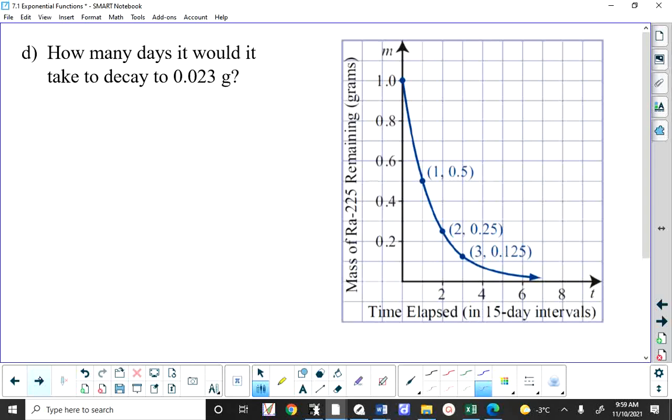How many days would it take to decay to 0.023? Well, holy smokes. I don't think we can read that graph, can we? I'm not comfortable. I mean, 0.023, there's 0.1. This would be 0.01, 0.02. It's someplace there. I don't think I could read it very well. Does yours have a different number? To decay to 1/30th.